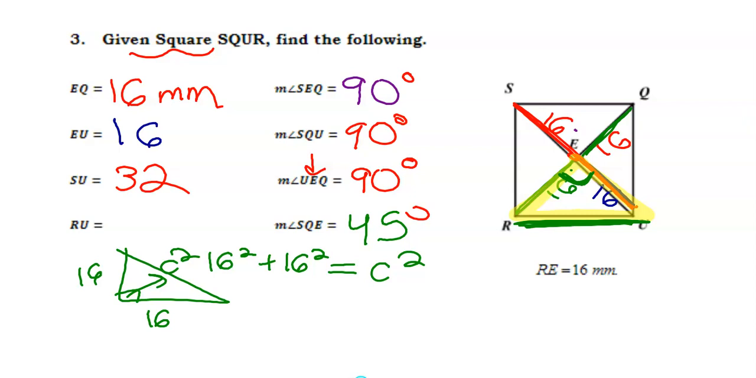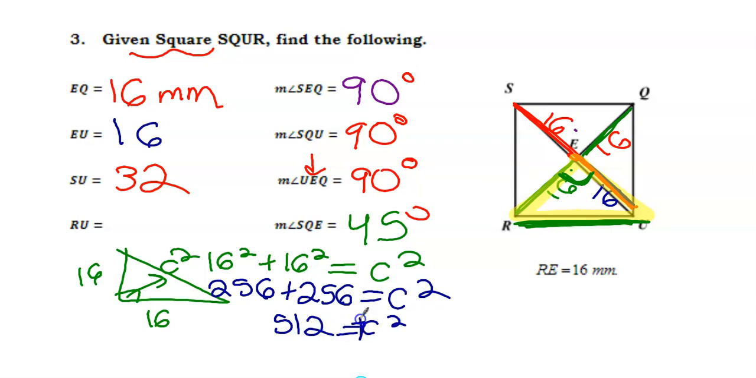So 256 plus 256. Add those together and you get 512, which equals c squared. And then I'm going to square root both sides. And the square root of 512 is 16 root 2. Because 512, I can take out a 256 and a 2. So the square root of 256 is 16, and then the 2 stays inside.